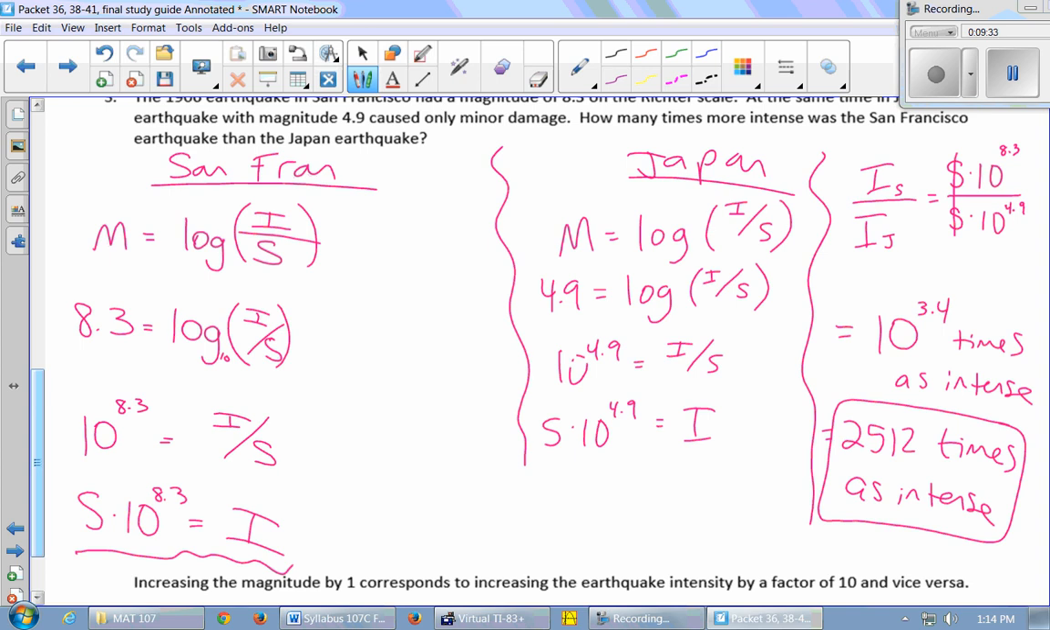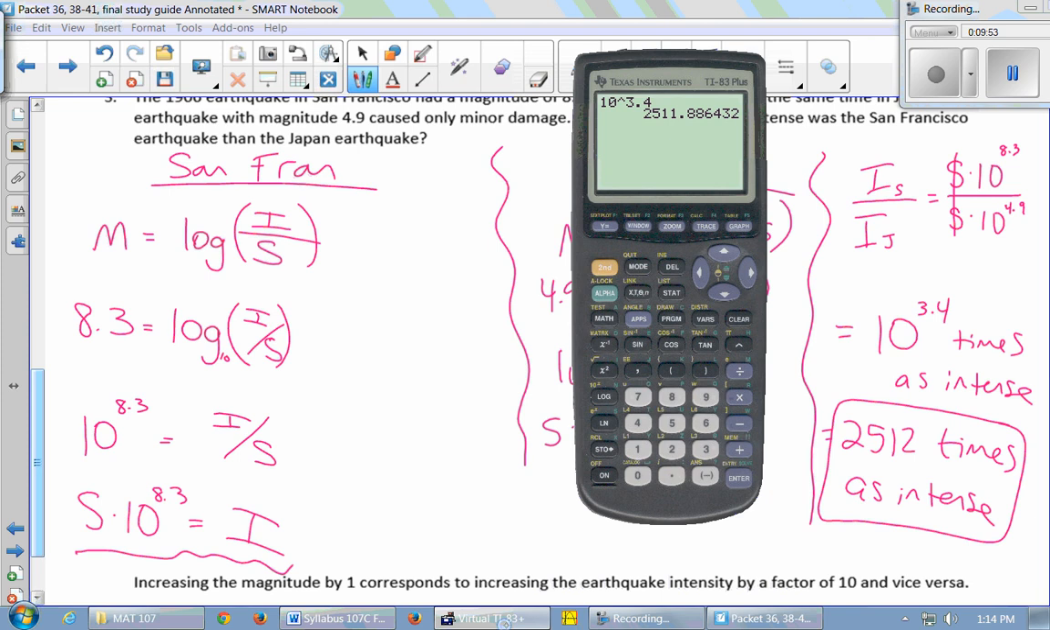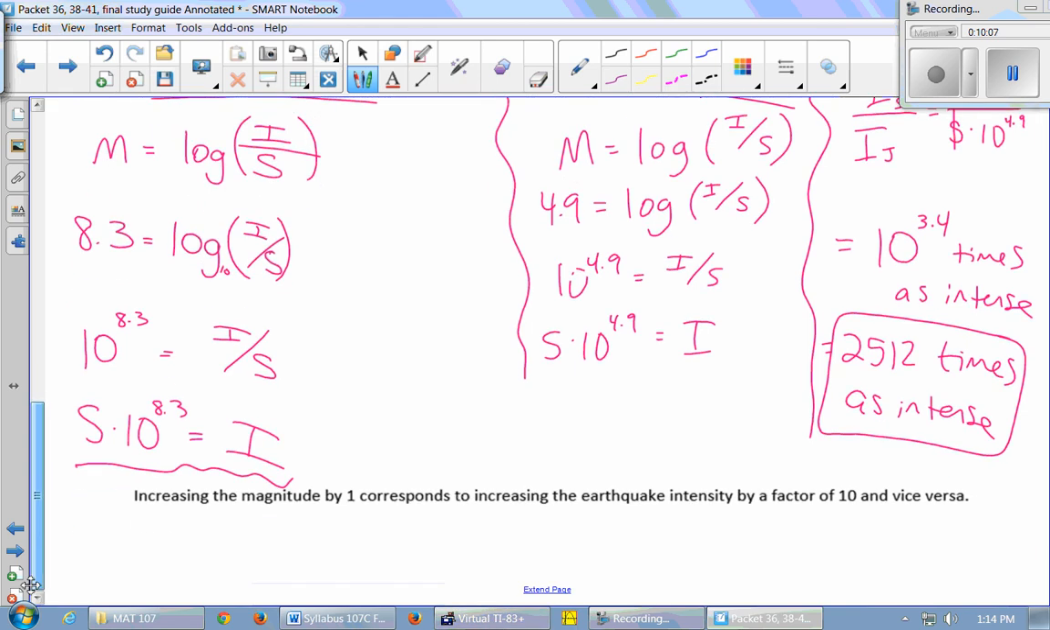Any questions on what we did here? So if they differed by a 10th, it would be 10 raised to the 0.1, just 1.25 times as intense. So yeah, you take the difference and you raise 10 to that number, and that tells you how the intensities compare.